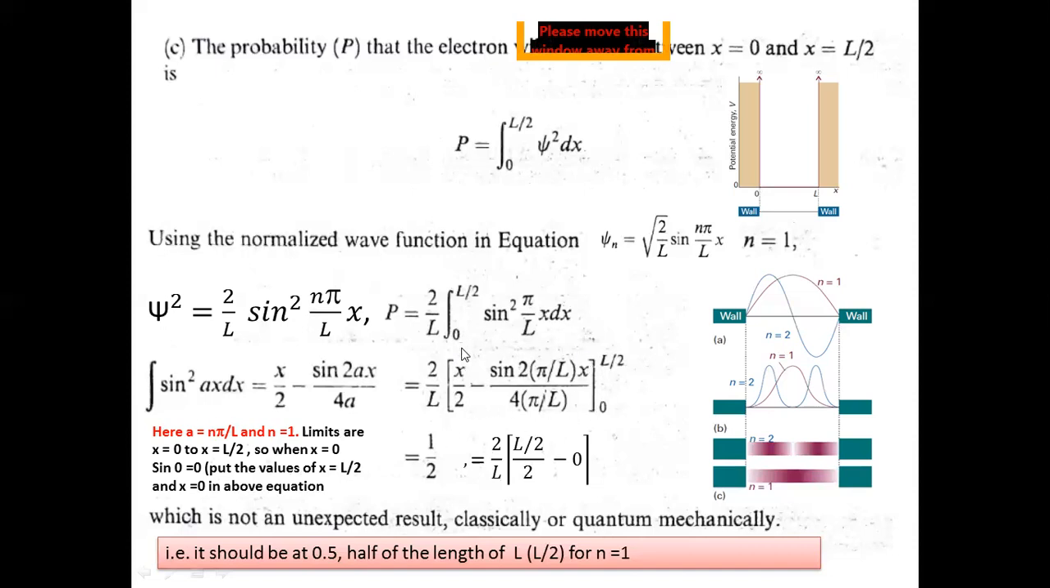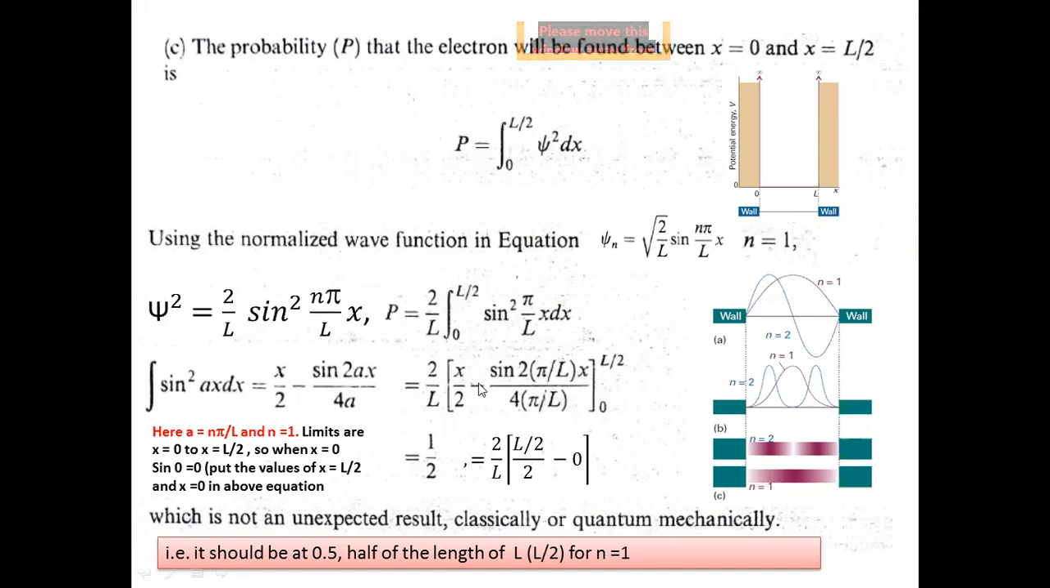So you must put all these values over here. So this is x by 2, same as written over here. Later on I will put the value of x over here. Actually there are two limits: x is L by 2 and x is 0. So here you have to put x equal to L by 2 minus sine 2, again a is this constant, which is pi over L, and then x is the same over here, and in the denominator this is 4a, and again a is pi over L.